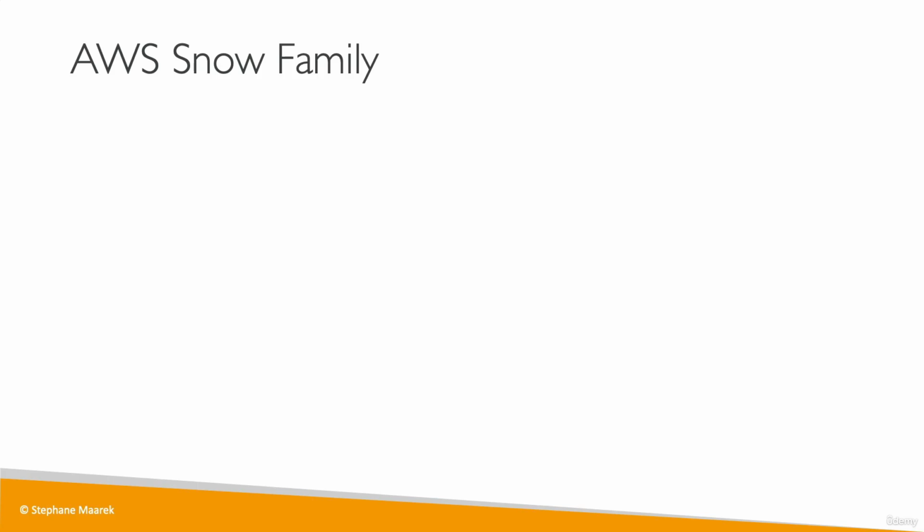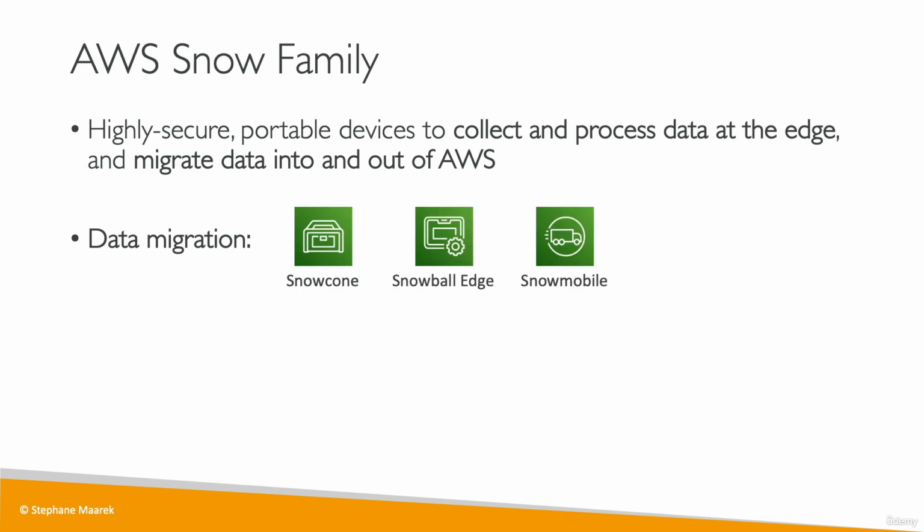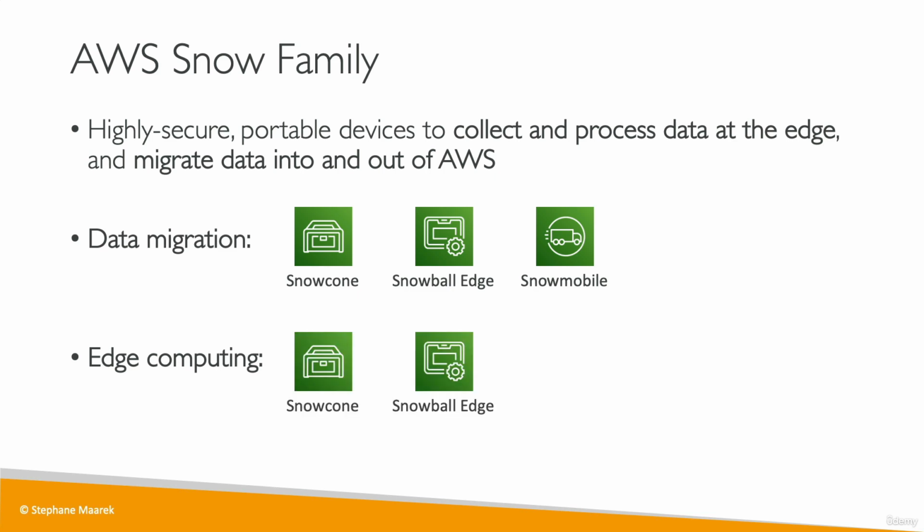So now let's talk about the AWS Snow family. It represents highly secure portable devices that have two use cases within AWS. Either it's used to collect and process data at the edge, or to migrate data in and out of AWS. So we have two use cases. For data migration, we have three different types of devices within the Snow family: the Snow Cone, the Snowball Edge, and the Snowmobile. And for the second use case, edge computing, we have the Snow Cone and the Snowball Edge. So we'll first tackle the data migration subject and then the edge computing.